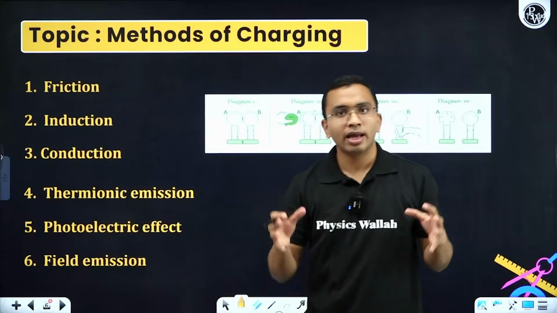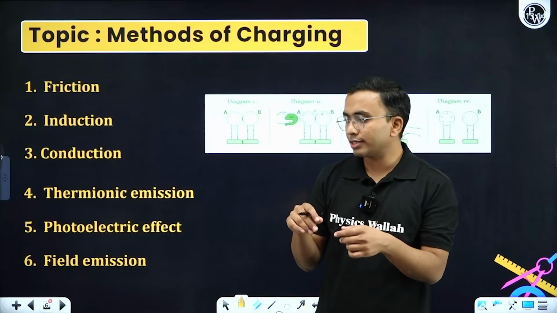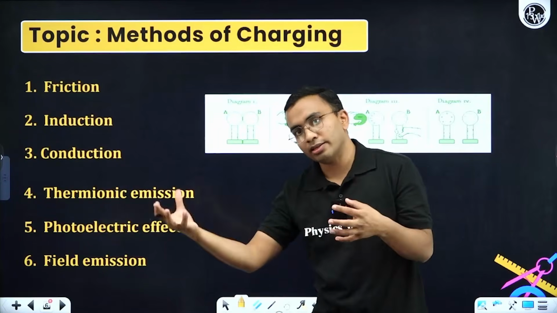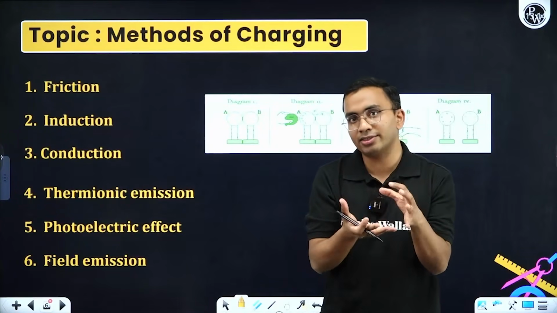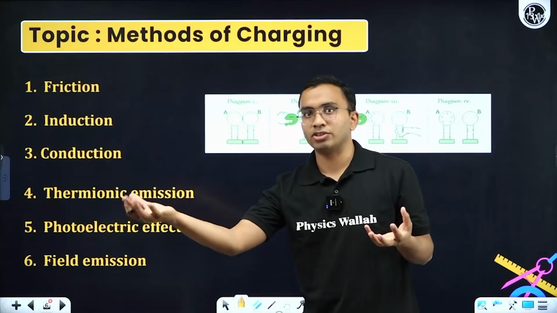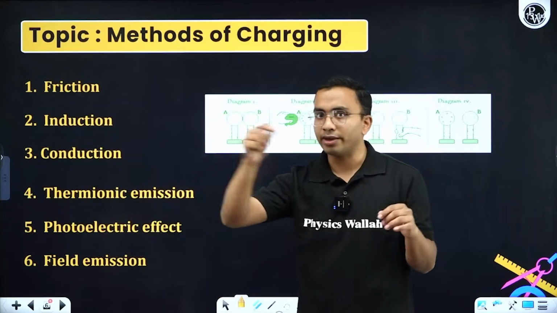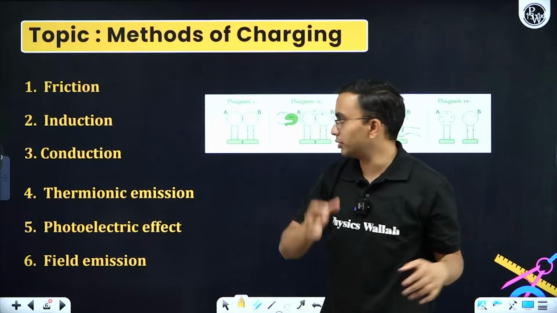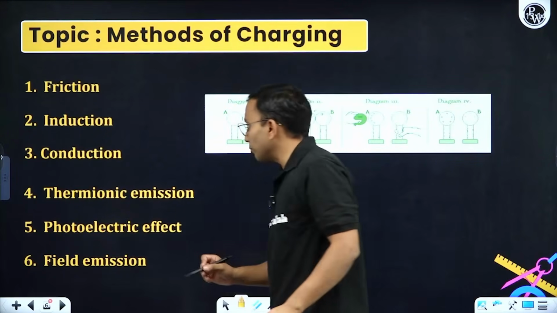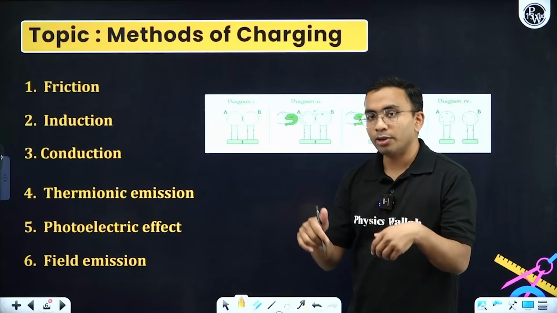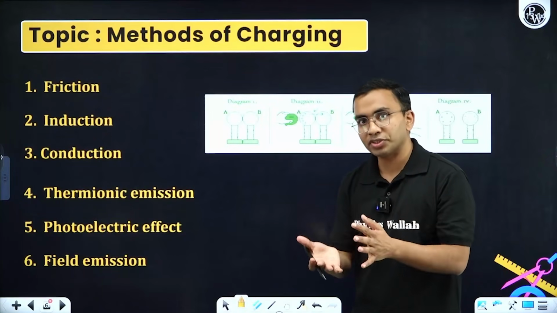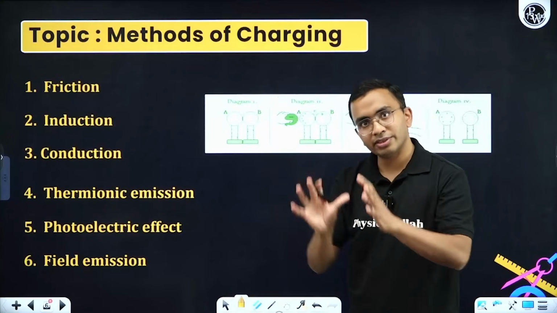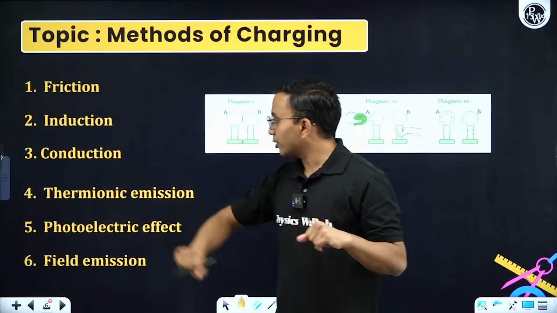Now conduction means transferring charge. Let us take one metallic sphere that is charged, and another metallic sphere that is uncharged. You connect them with a conducting wire, or bring the two spheres in contact, so the charge will be transferred. Next is thermionic emission. You apply very high temperature to a metal surface. The electrons get some energy and are ejected from the surface, and the metal becomes positively charged. So this is thermionic emission.